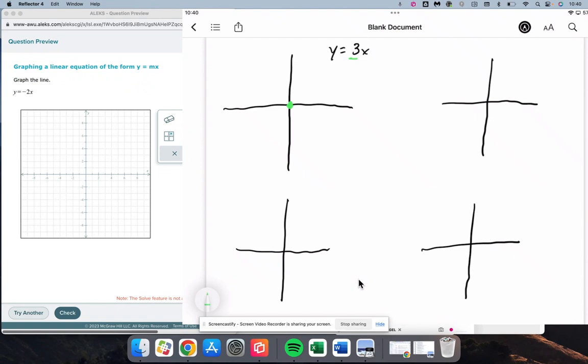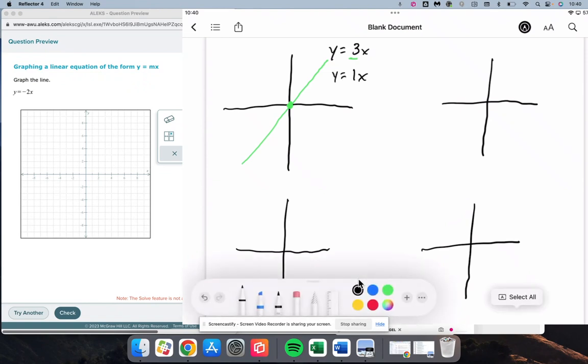And so when we have a positive slope, what's happening is, as we read the graph from left to right, the line is going up. And so if we have a value like 3x like that, we could see that maybe we have a line that looks like that.